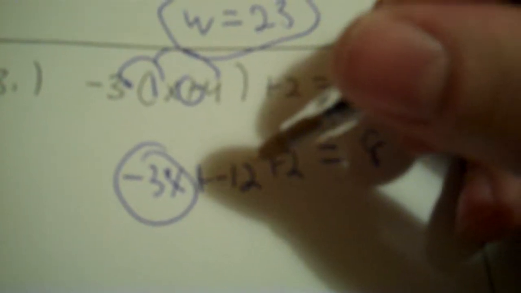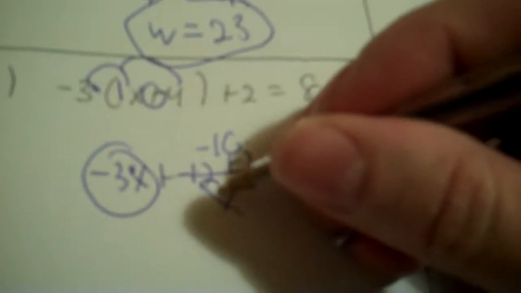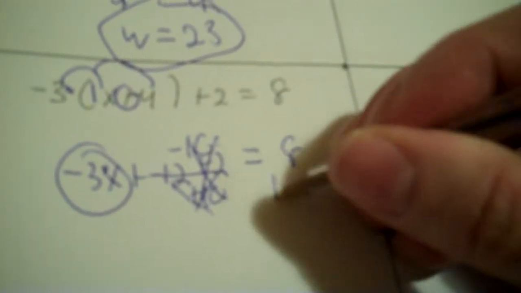Let's combine these first. Negative 2 plus 12 plus 2 is negative 10. Now you can move negative 10 to that side by adding it. So plus 10, plus 10. So negative 3 times x equals 18. Divide by negative 3, and x equals negative 6.